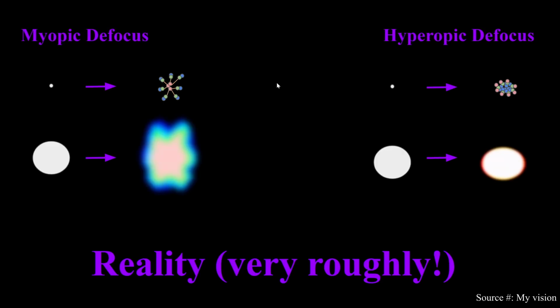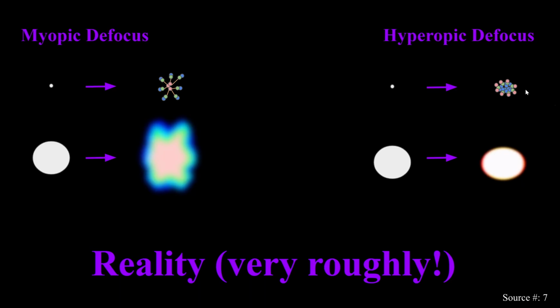So here is roughly, very, very roughly, what I mean. These are not accurate, I'm just using them for the point of illustrating how this looks. I kind of modeled this off my own vision, so this is what I see when I back away from an object, like in myopic defocus, or when I look really close at an object in hyperopic defocus. Notice the blue border around myopically defocused objects, and the red border around hyperopically defocused objects.